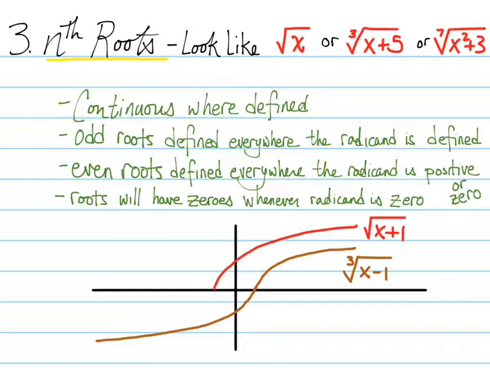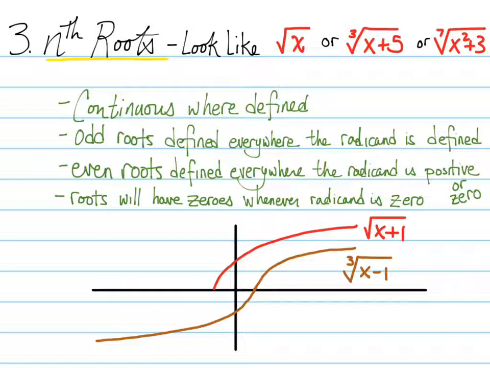And roots only have zeros whenever the radicand is 0. So if you look down at the graph below, the square root of x plus 1 is 0 when x is negative 1, because negative 1 plus 1 is 0, and the square root of 0 is 0. The cube root of x minus 1 is 0 when x is 1, because 1 minus 1 is 0, and the cube root of 0 is 0.